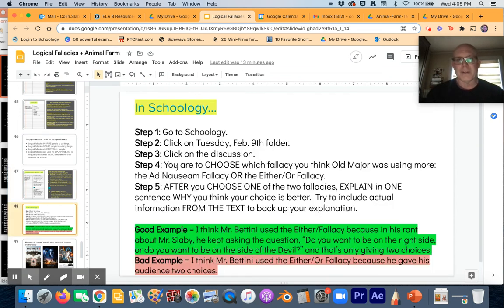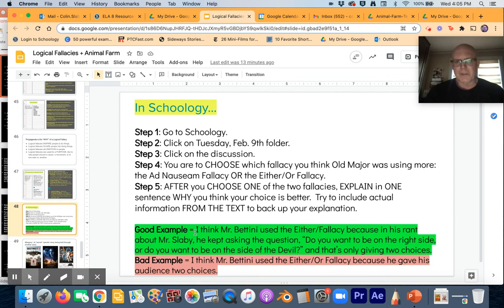So after this, go to Schoology, click on the folder, click on a discussion, and you're going to choose which one he was using more. You have to decide, do you think it was ad nauseum or either or, and then write one sentence that explains that. And a good example would be this.